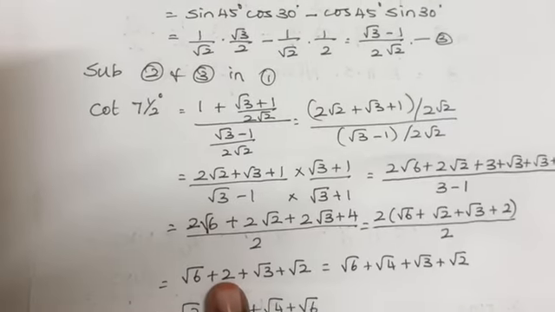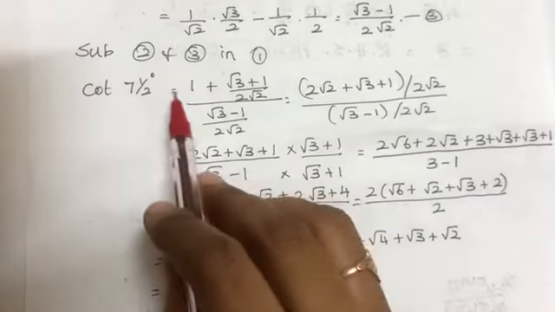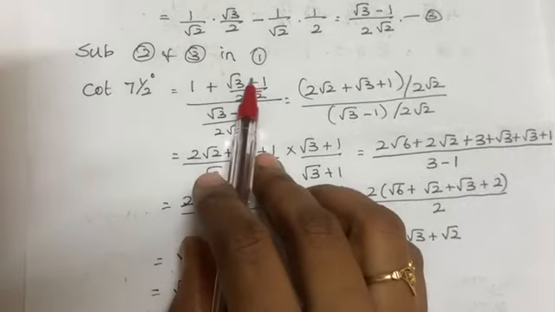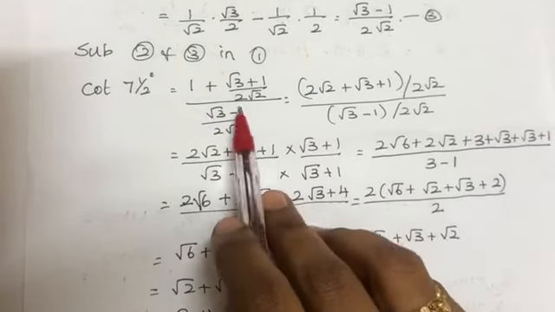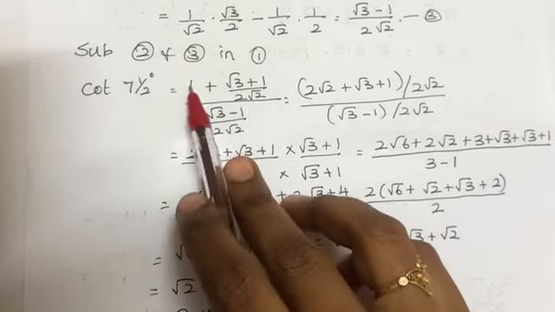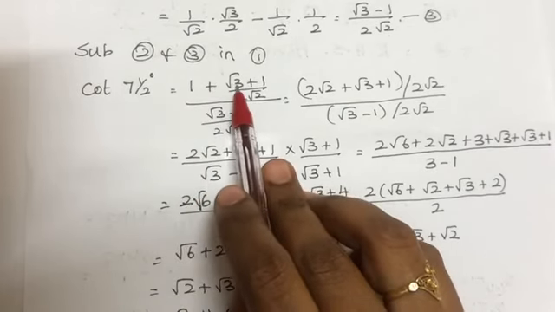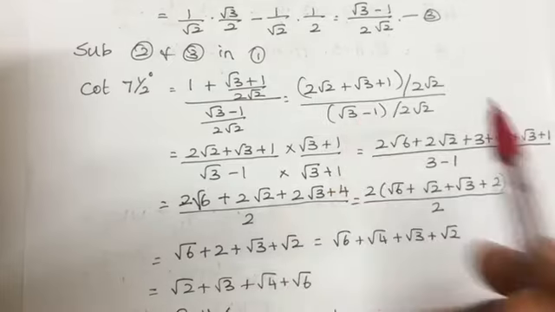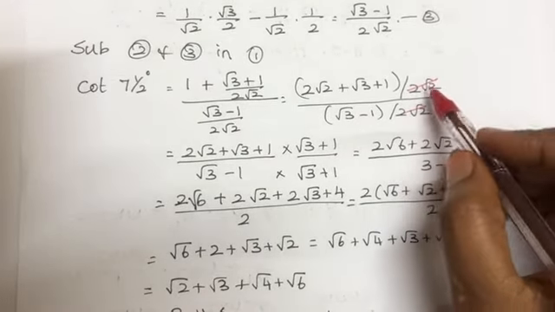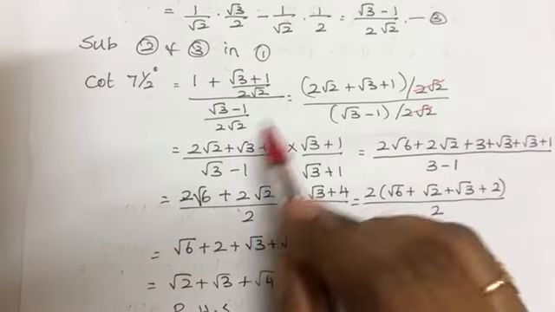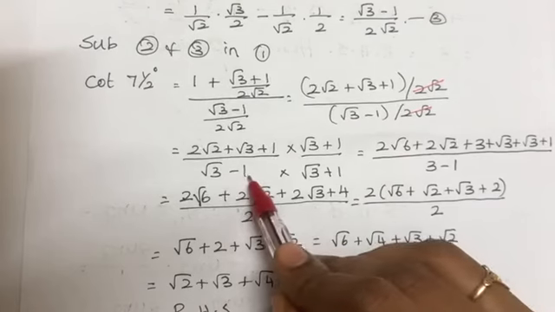So, substituting 2 and 3 in 1, I get cot 7.5 degree is equal to (1 plus cos theta) by sin theta. So, we can take 2 root 2 as LCM in the numerator. It will become (2 root 2 plus root 3 plus 1) divided by 2 root 2. We can cancel 2 root 2 in the numerator and denominator. So, (2 root 2 plus root 3 plus 1) divided by (root 3 minus 1) is what we have now.